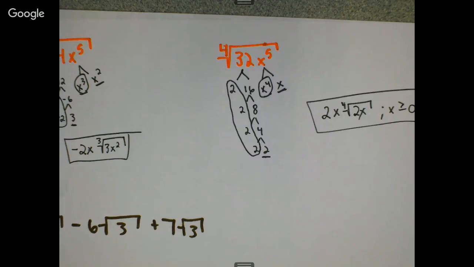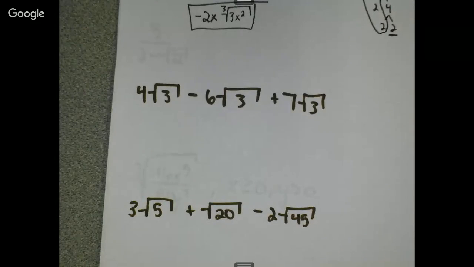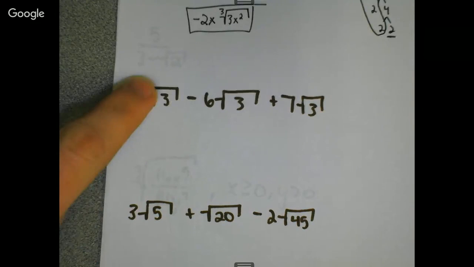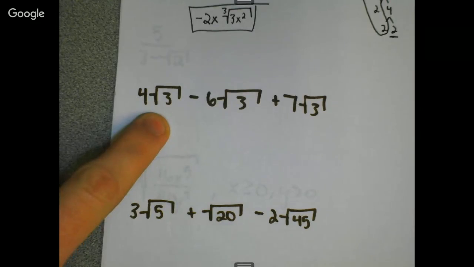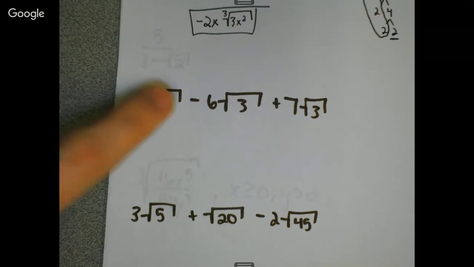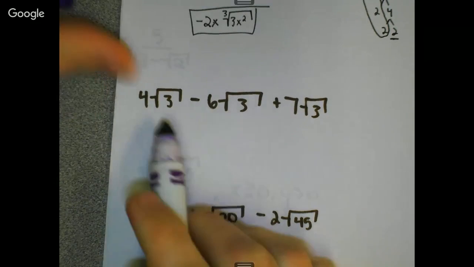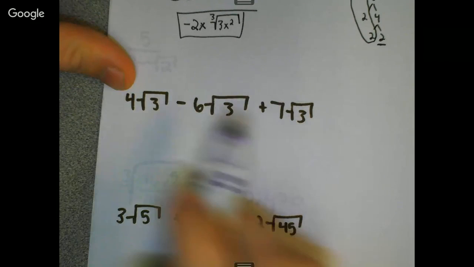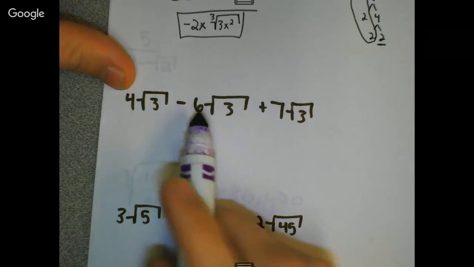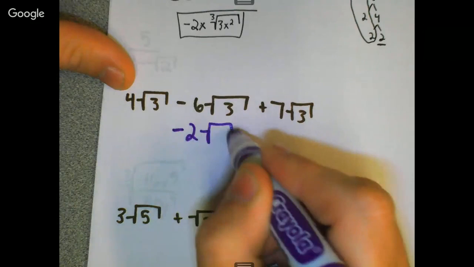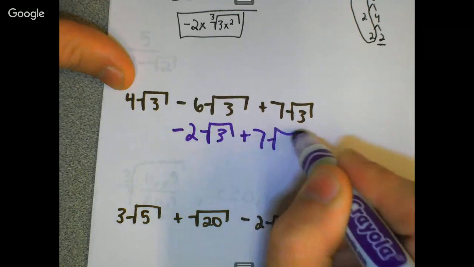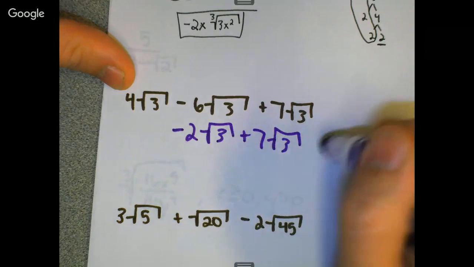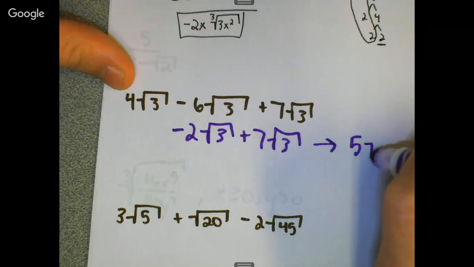Okay. All right. Combining like radicals. In order for it to be a like radical, it has to have the same index. So the index has to be the same, and the number underneath has to be the same. So here I have all square root of 3. You follow order of operation. You're going to take 4 minus 6. That's minus 2 radical 3. Plus 7 radical 3, and negative 2 plus 7 radical 3 is 5 radical 3.